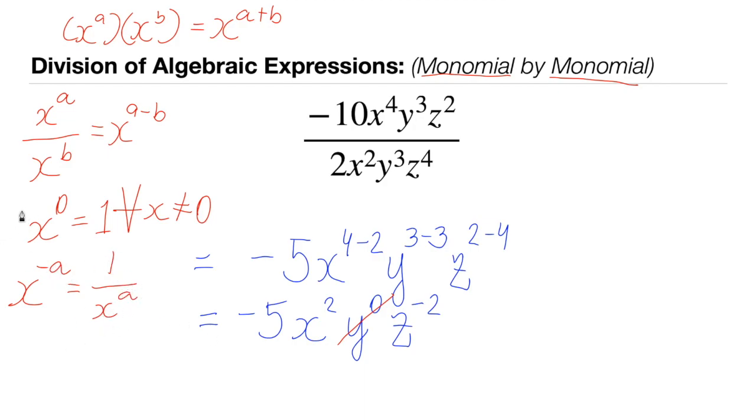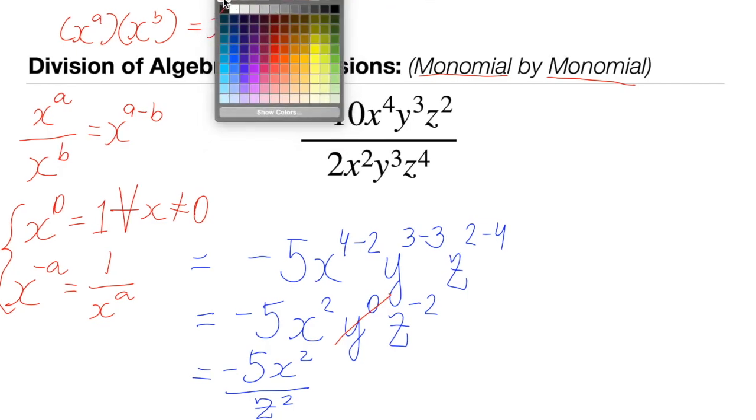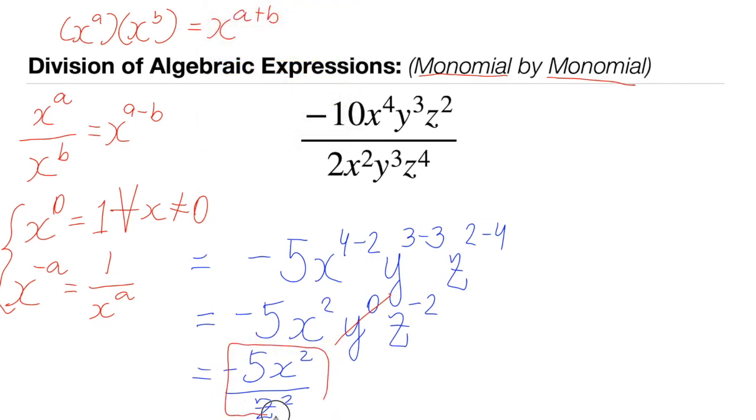So we're going to apply these two laws in this last line. If we apply that correctly, it'll become minus negative 5x squared. Y will vanish, but z will be transferred to the denominator, z squared. We transferred it to the denominator so that we can get rid of the negative exponent. So this will be our answer for monomial by monomial. I hope you got it right. Again, if not, you can always rewatch this video.